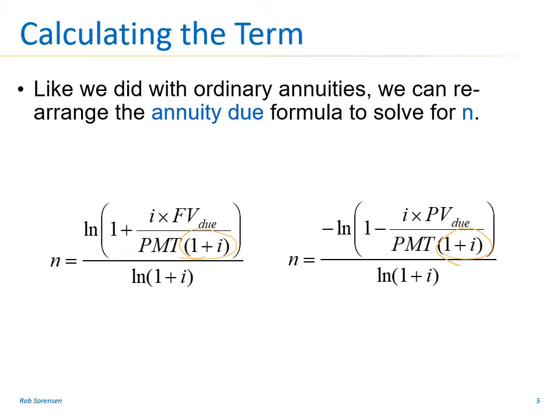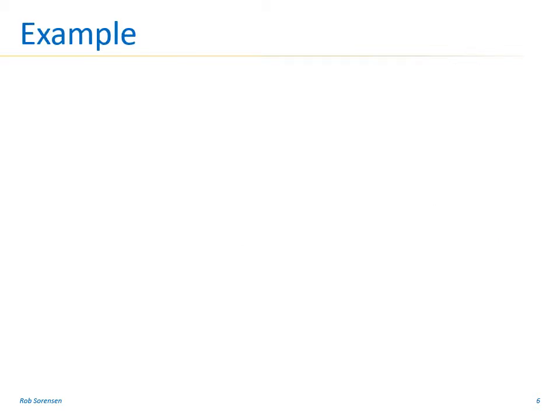All right. So it looks a little more intimidating perhaps, this formula, but really it's not too bad. Once you get numbers in there, you'll see. It's very similar to the one we used before, but because it's due, there's a 1 plus i in there. All right. Let's go ahead and have a look.